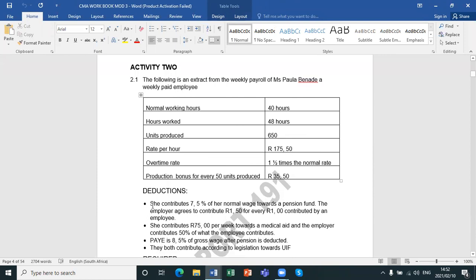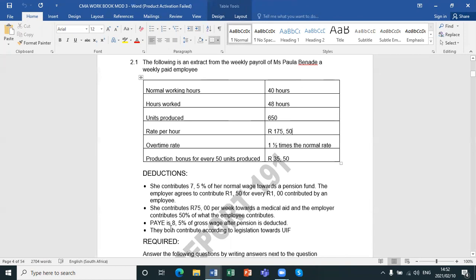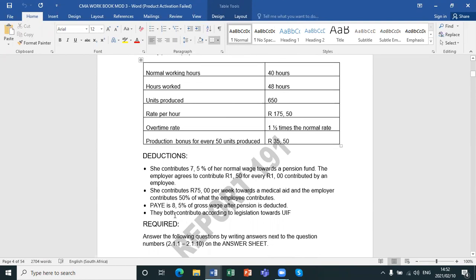Then the deductions: she gives 7.5% of her normal wage, not gross, normal wage. The employer agrees to contribute R1.50 for every R1. She contributes R75 per week towards medical aid, and the employer gives 50% of the R75. Pay as you earn is 8% of gross wage after pension is deducted. They both contribute according to legislation.